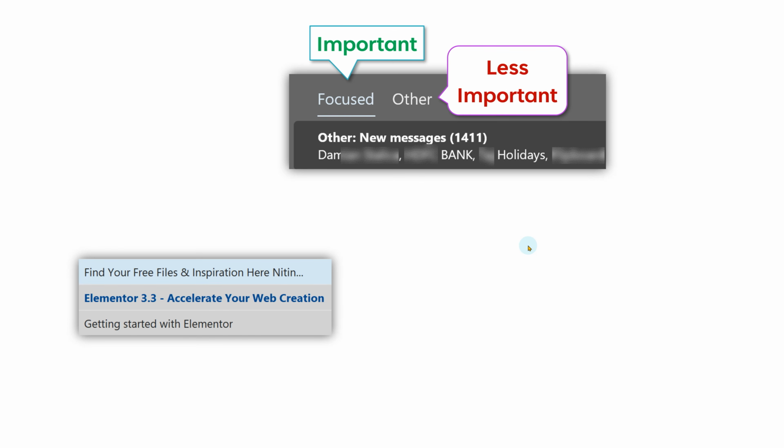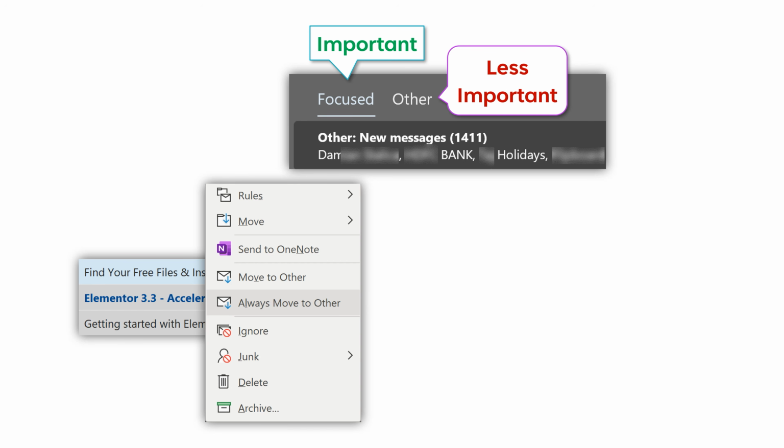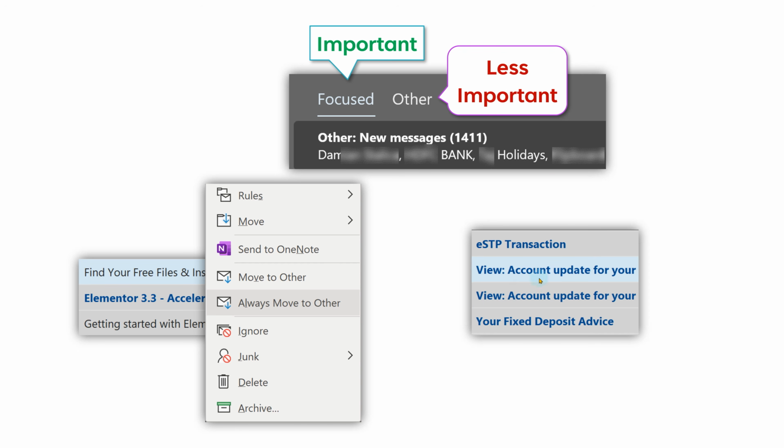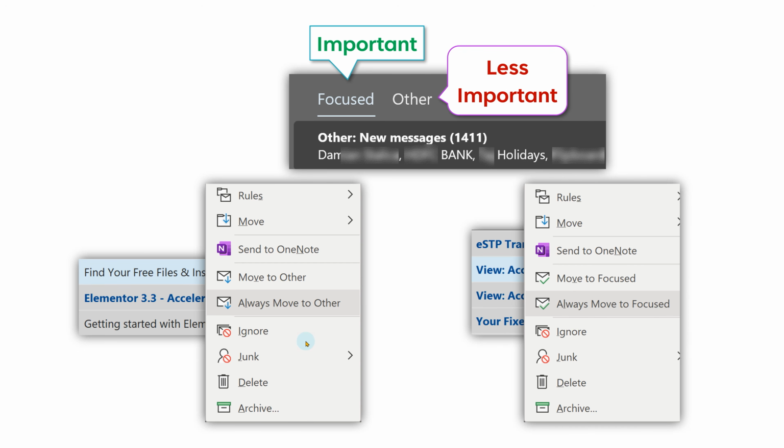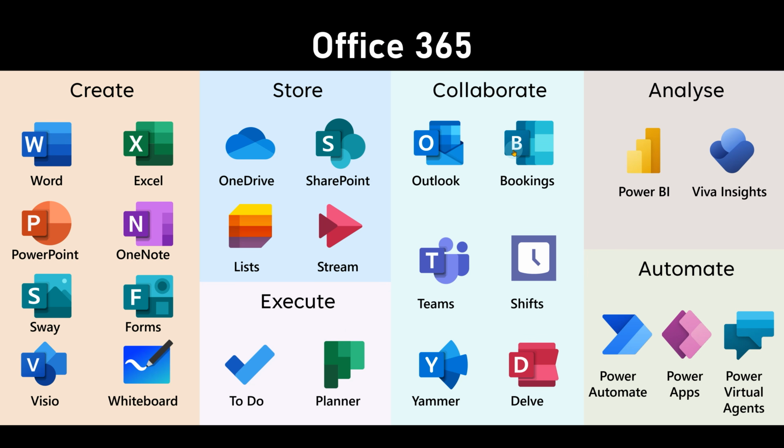Now, some mistakes can happen. So in your focused mail, there is a mail which is not important to you, but the system didn't detect it. You teach the system, right click and say always move to other. It's machine learning and you are teaching. Same way, an important mail is lying in other folder, do the reverse, say always move to focus. That's all there is to it. And now you can use Outlook also better.